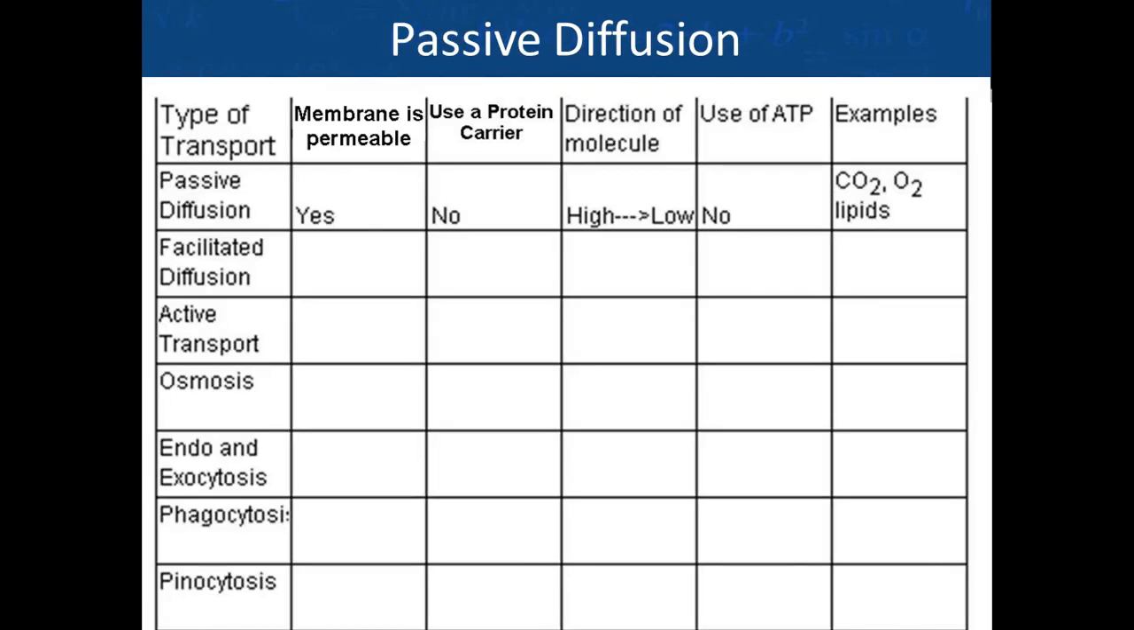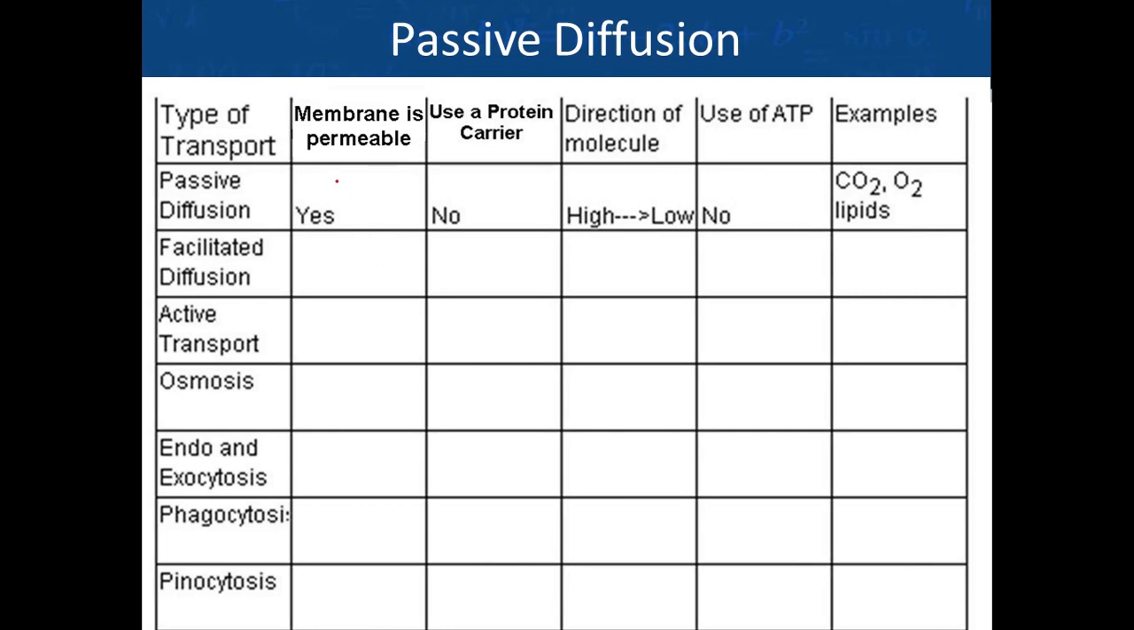I want to take a minute and talk about the difference between the terms passive transport and passive diffusion. Passive transport refers to any kind of transport across the membrane that does not use ATP. Passive diffusion refers to the movement of molecules across a membrane from an area of higher concentration to an area of lower concentration. And the key here is that the membrane is permeable to those molecules.